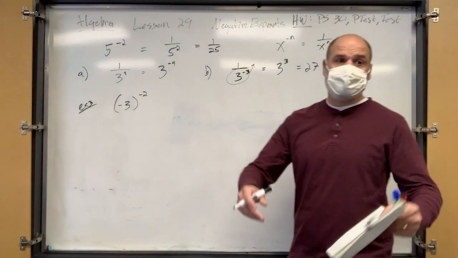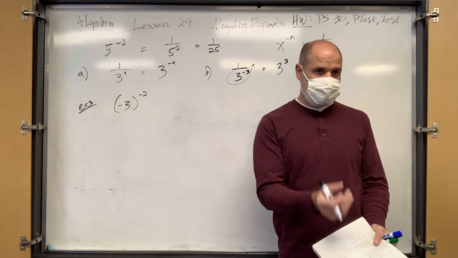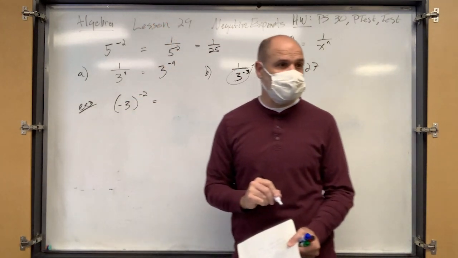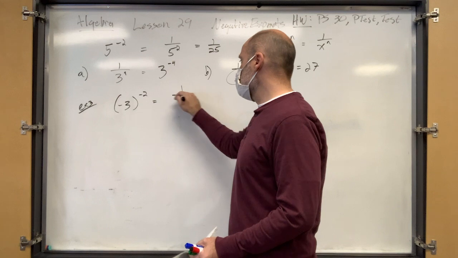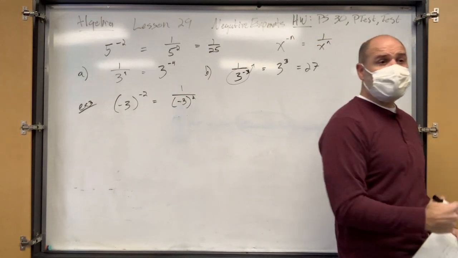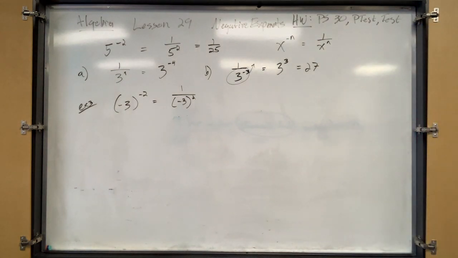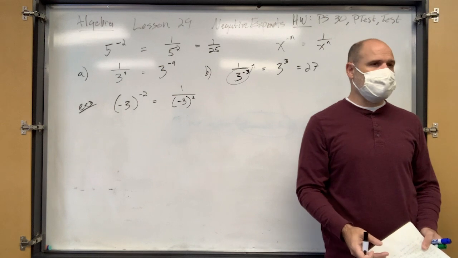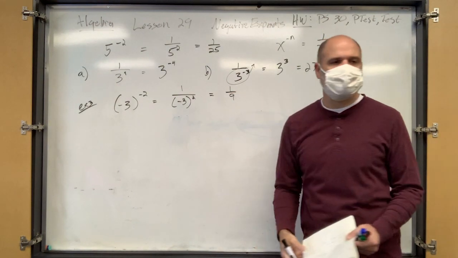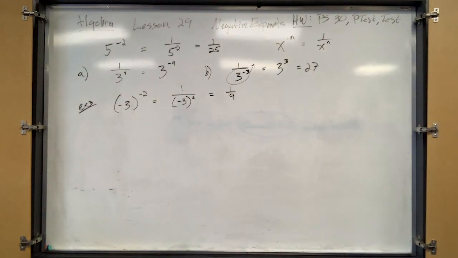1 over negative 3 to the negative 2, with the negative 3 in parentheses. So this is 2 steps. First, deal with the negative exponent. It looks the same exact way, it's just on the bottom, and it has a positive exponent instead of a negative exponent. See what we did? Well now we can simplify that. What is parenthesis negative 3 squared? Just 9. So that's just 1/9.